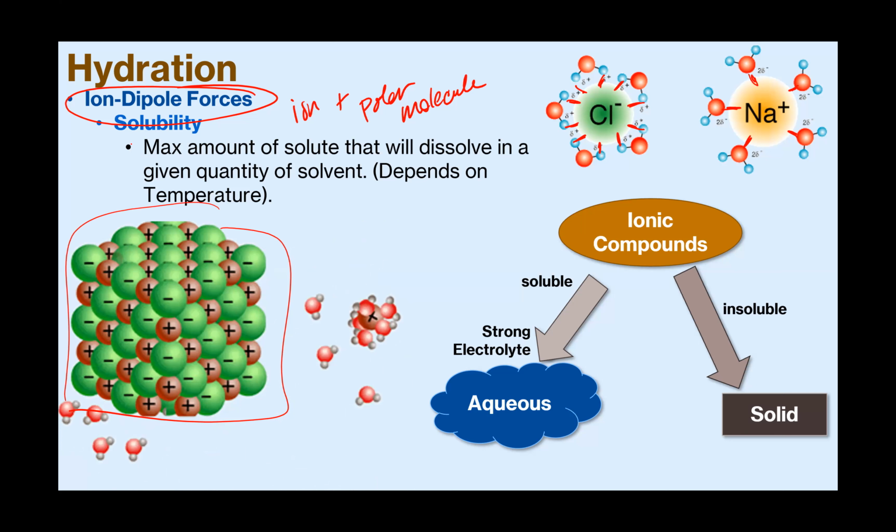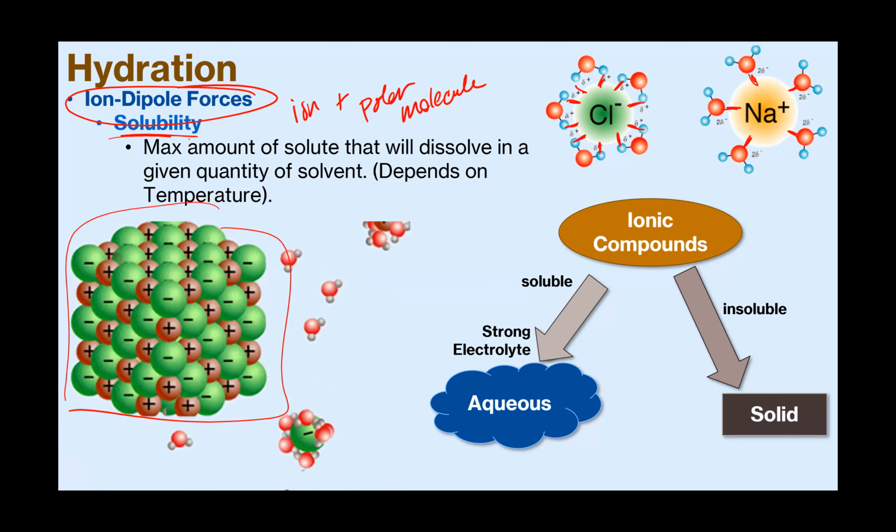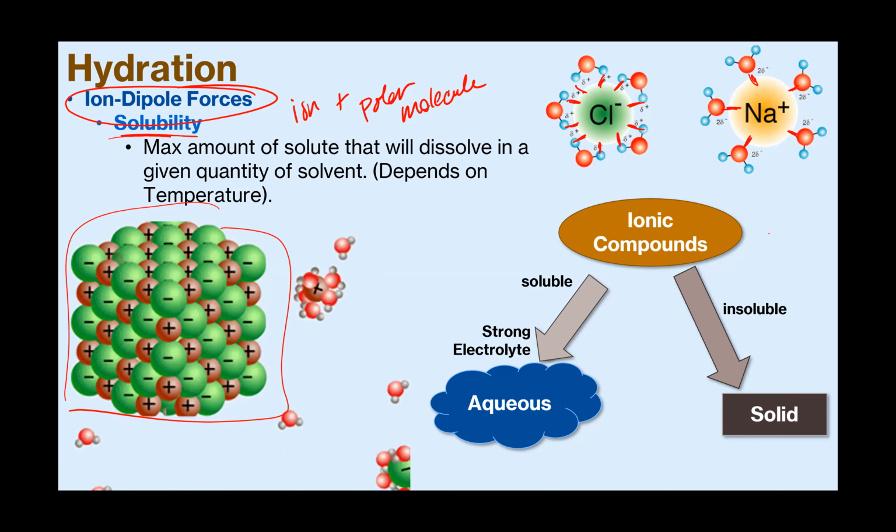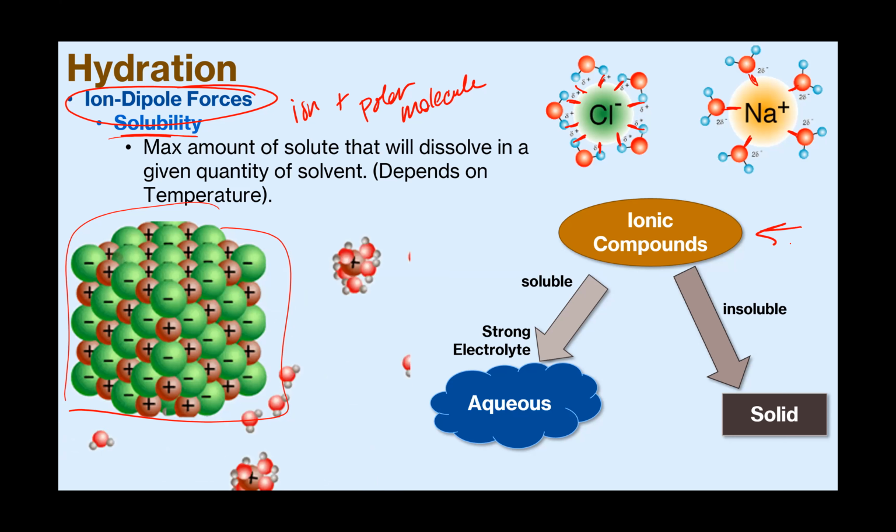Okay, so we're going to think about this in terms of solubility. Solubility officially is the max amount of solute that's going to dissolve in a given quantity of solvent. This is temperature dependent. What we're going to look at now is how we can predict whether or not ionic compounds should be soluble or are probably not soluble. We'll expand on this idea later in Gen Chem 2, but for right now, we're just going to think about this. Our idea here is that ionic compounds are either soluble or insoluble.